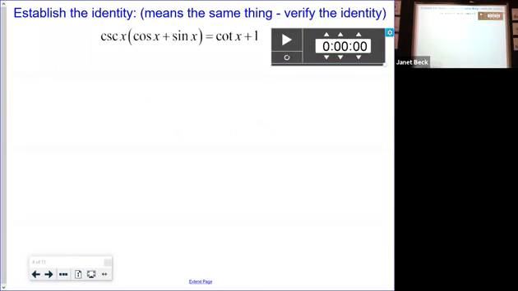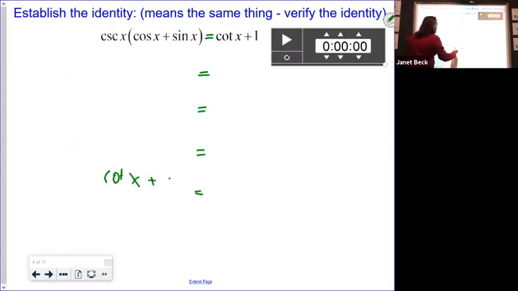Okay, so let's have a look at this one. To me, it's quite obvious. Here's the equal sign. It's much more complicated on the left than it is on the right. So when I do this problem, I'm going to do however many steps it takes, and I'm going to hopefully end up with cotangent x plus 1 on this side equal to cotangent x plus 1. That's my goal. Okay, I think the left side is more complicated.